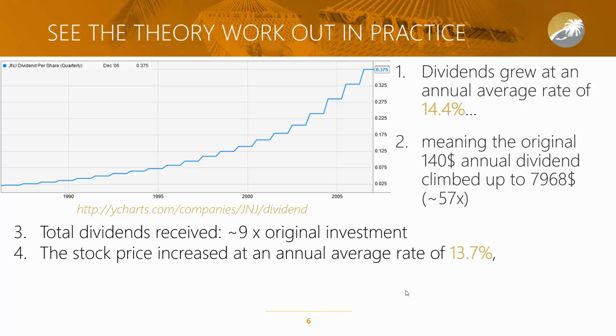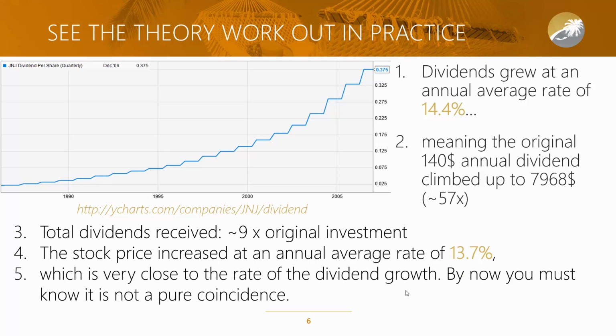The stock price increased at an annual average rate of 13.7% for 30 years. And this is very close to the rate of the dividend growth. By now, you must know that it is not a pure coincidence. Wherever earnings and dividends go, price is sure to follow. This is what happened. I hope the returns you've seen so far are more than satisfactory.